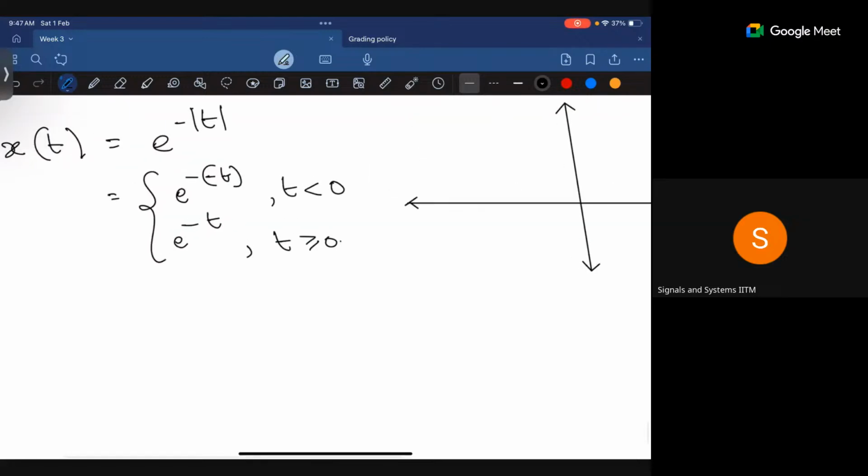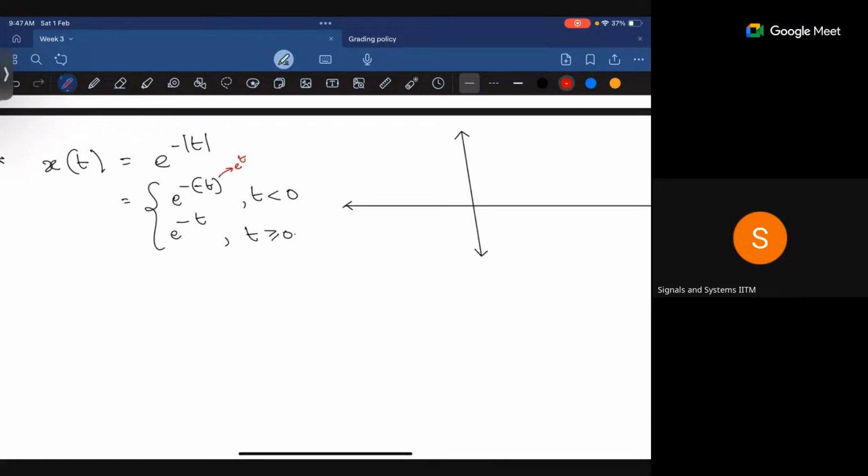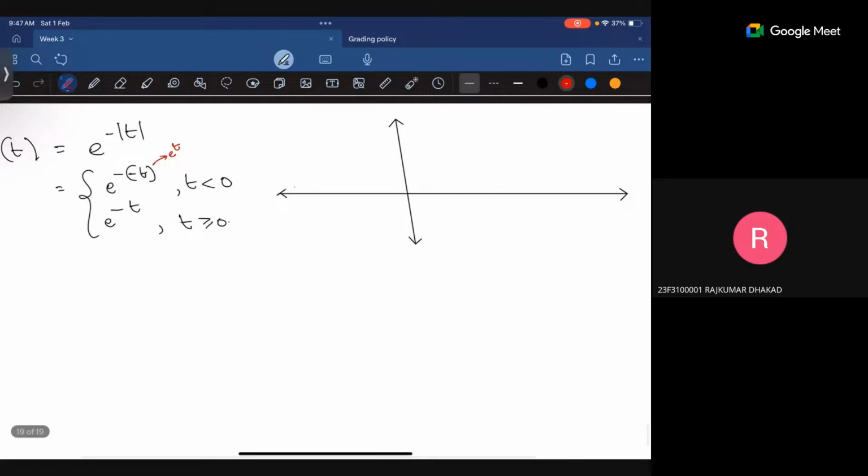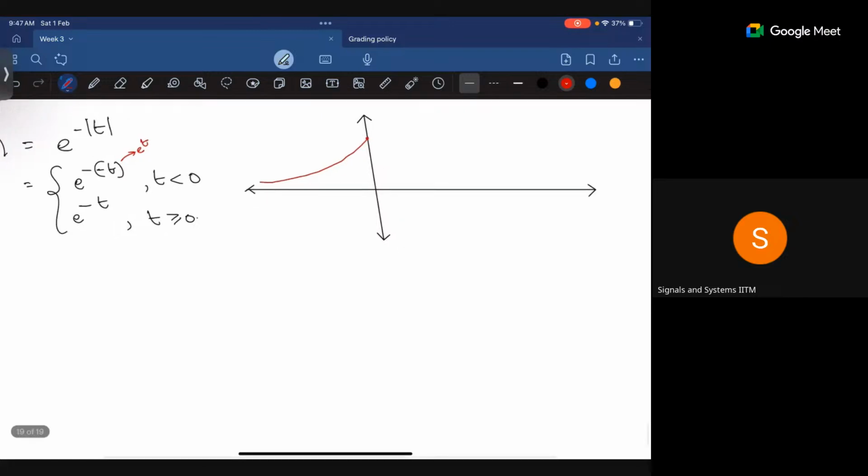And what is this? e power minus of minus t will give us e power t. So how does e power t look when t is less than 0? It is a continuously increasing function from minus infinity to 1. Correct, right? So this is how it looks. Now, how does e power minus t look when t is greater than or equal to 0? It is a decreasing function, decreasing from 1, starting from 1, something like this. So this will be our x of t.